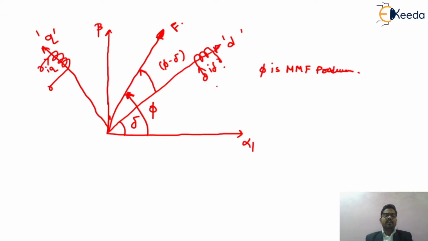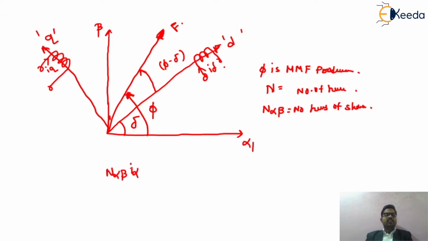And we call it N alpha beta. N is basically the number of turns. So N alpha beta is the number of turns of your stator winding. From the basic fundamentals, we can get the value: N alpha beta times I alpha cos phi plus N alpha beta times I beta, that is the current flowing through the beta axis, times sin phi. This will be equal to your resultant F, with the help of the phasor representation.